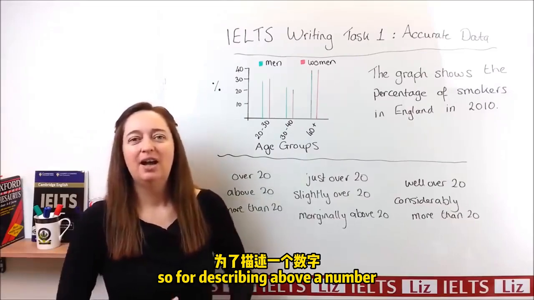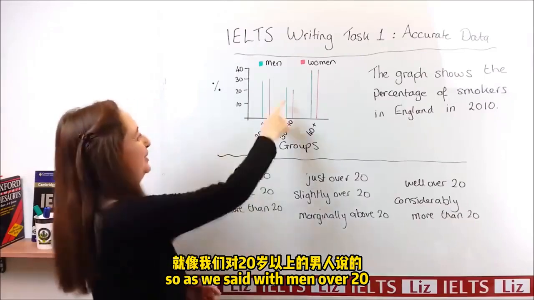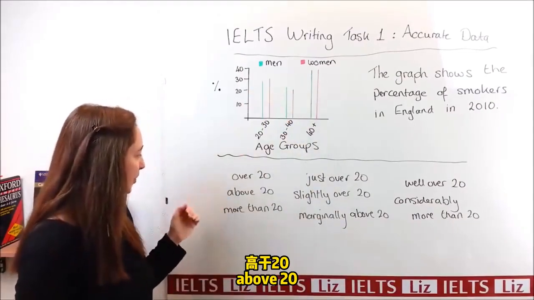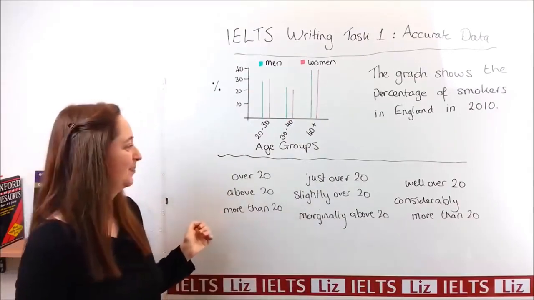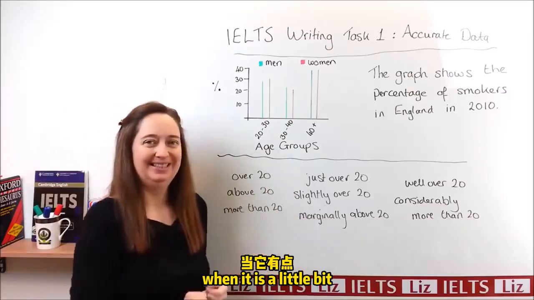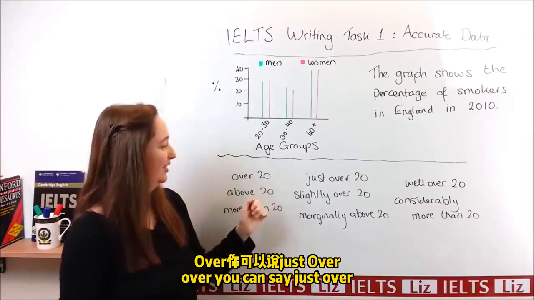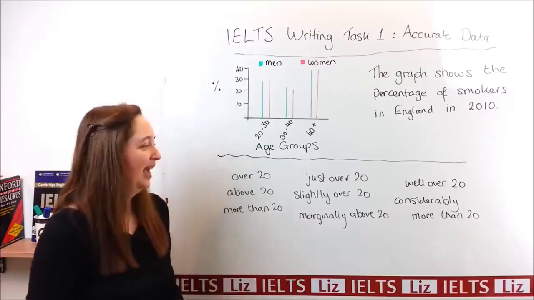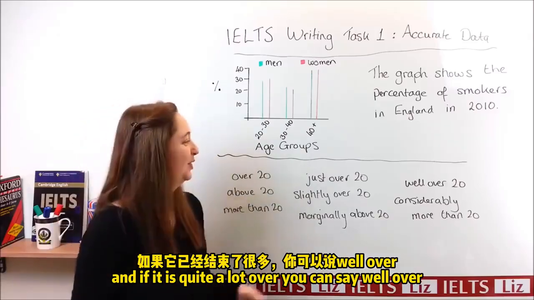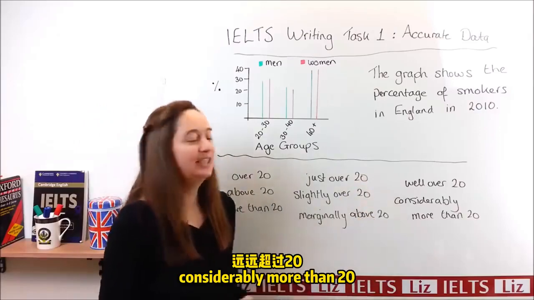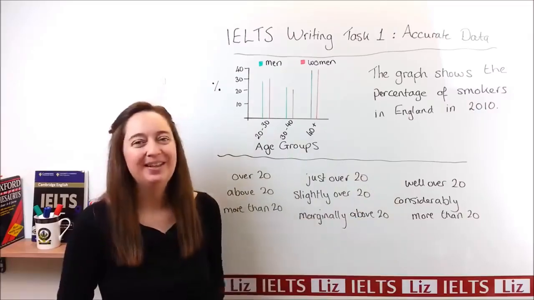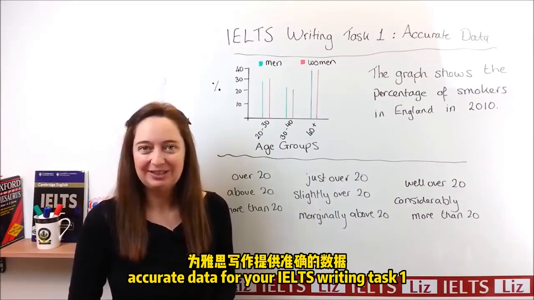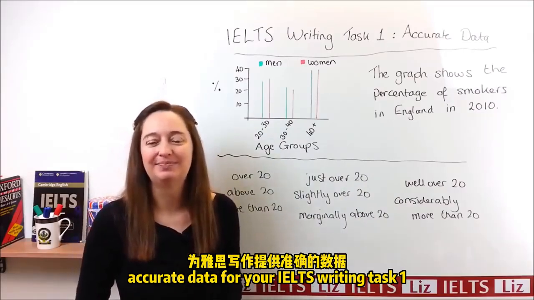So for describing above a number, so as we said with men over 20, we could say over 20, above 20, more than 20. When it is a little bit over, you can say just over, slightly over, marginally above. And if it is quite a lot over, you could say well over, considerably more than 20. So lots of different ways to paraphrase and give accurate data for your IELTS Writing Task 1.